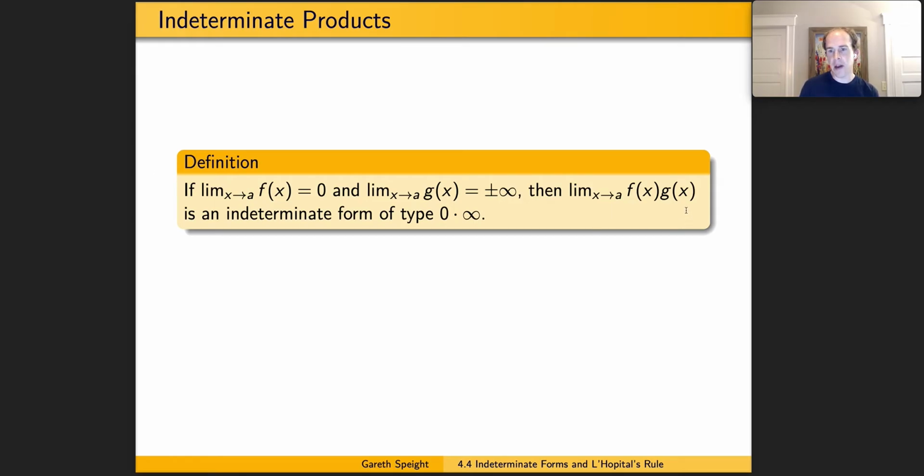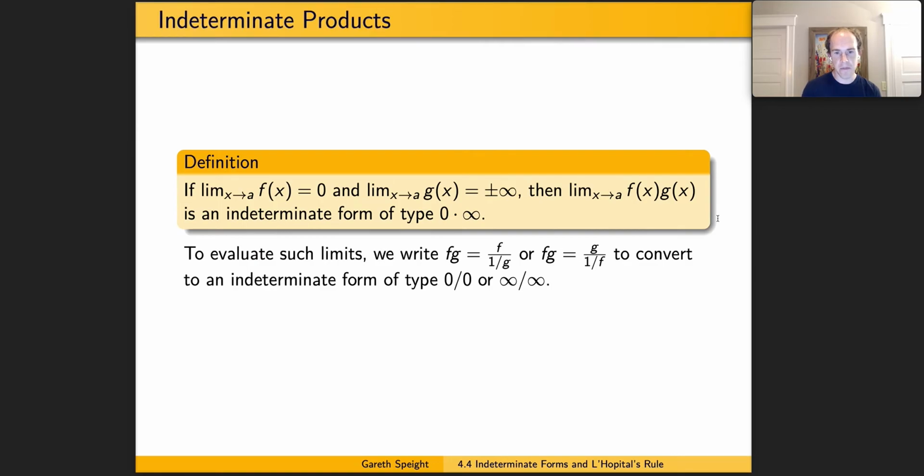So suppose we have a limit of f times g where one is going to 0 and the other is going to infinity. Then that's kind of tricky. It depends on how fast one is going to 0 and how fast the other is going to infinity. These are indeterminate forms of type 0 times infinity.